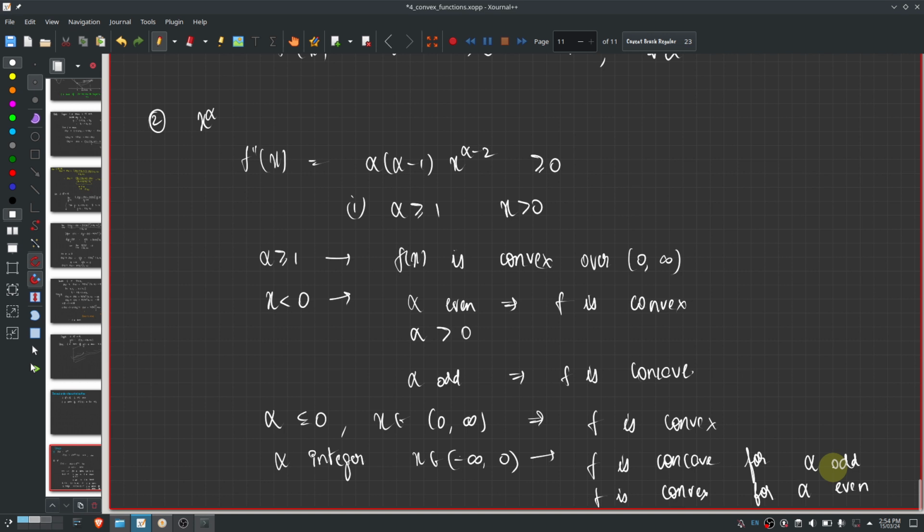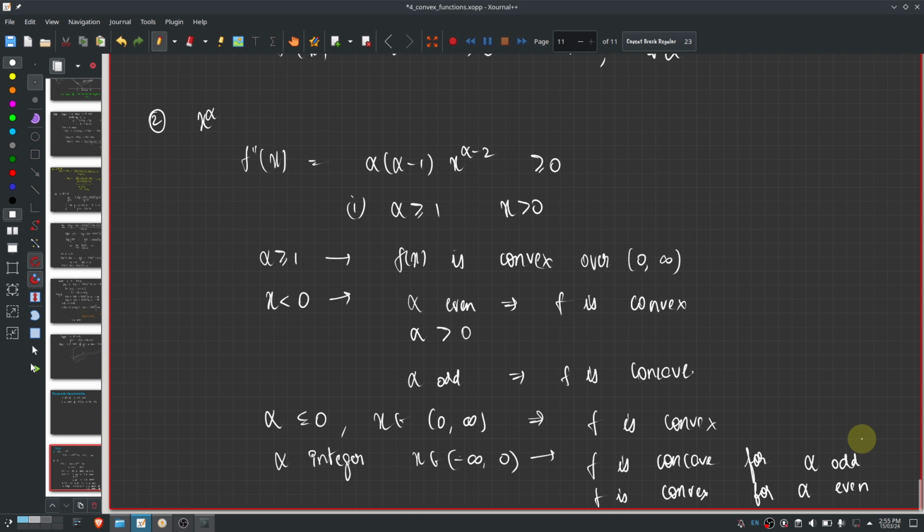Why? It depends on alpha, right? So let's consider alpha to be minus 2. Okay, so f of x is equal to 1 by x squared. What would the second derivative be equal to? 6 by x to the power 4. Now for x less than 0, is this non-negative, or is it negative or positive? It's always positive, right? So it's convex.